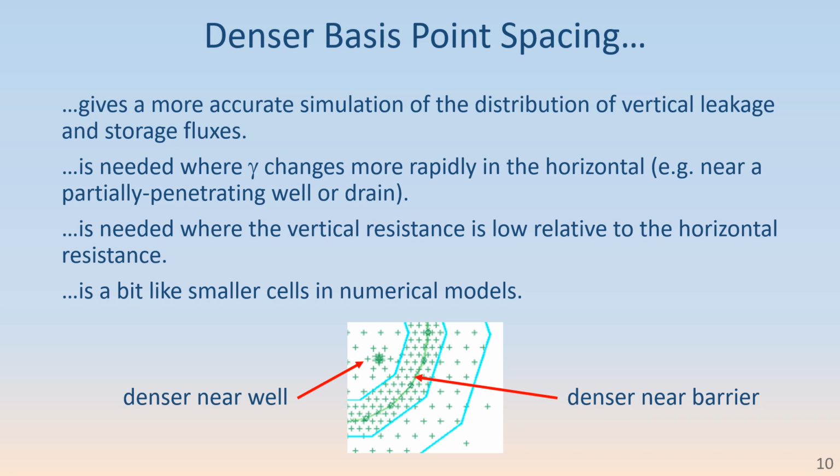And here's an example of a model with an impermeable barrier that's partially penetrating, so it's driving vertical flow down and under the wall and back up on the other side. You'll need denser basis point spacings close to that wall, to that barrier. And here's a pumping well, and Anaqsim has a routine for placing denser basis points as you approach a well.